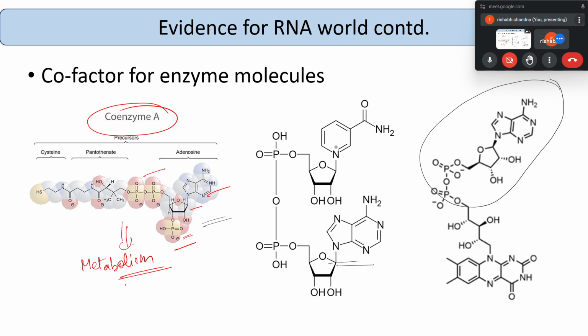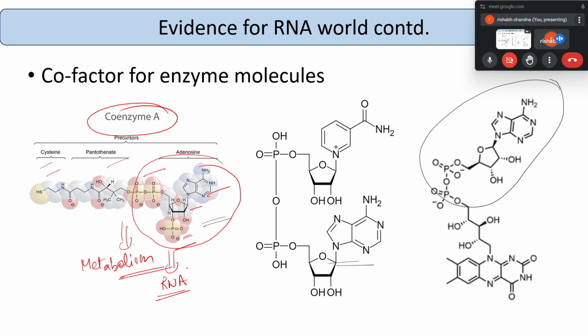And it also belongs to the RNA category because here this adenosine molecule is joined to various vitamins like pantothenate and cysteine, which is an amino acid. So this proves that RNA was a major role player in the mechanisms also. That's why it formed different complexes inside the cell that help in different areas of study.